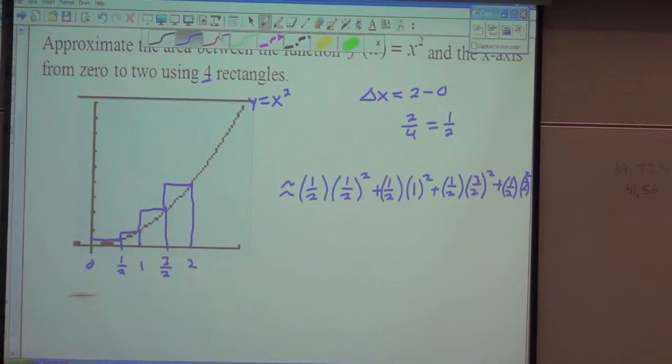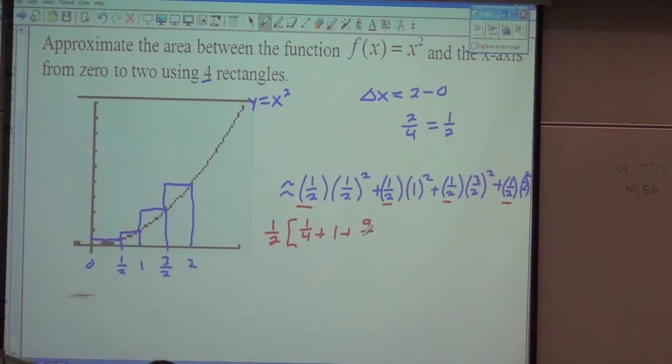Now notice in everything here I've got a half, a half, a half, a half. It might be easier to factor that half out. Then I'm just left with 1/2 squared, which is a fourth, plus 1 squared, which is 1, plus 3/2 squared, which is 9/4, plus 2 squared, which is 4. So the area is 1/2 times 1/4 plus 9/4, which would be 10/4, and then I'd have 5, which is 20/4. 10/4 plus 20/4 would be 30/4.